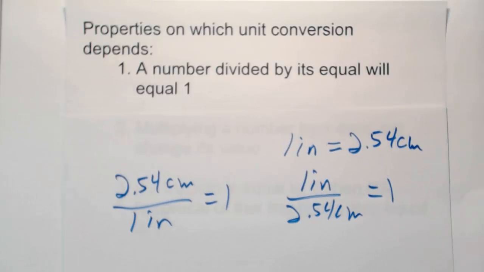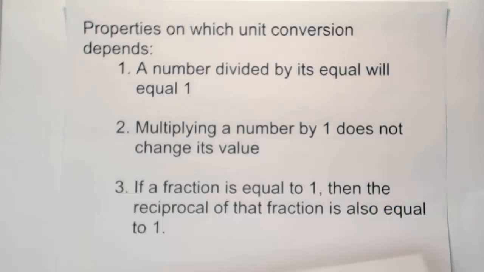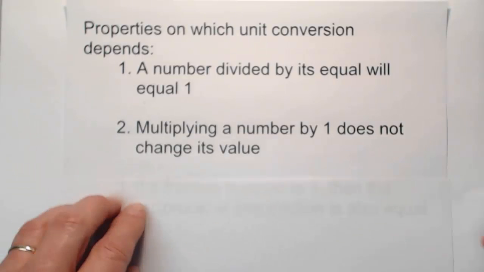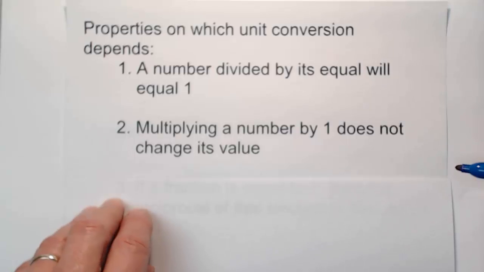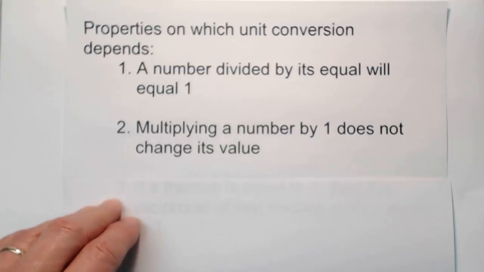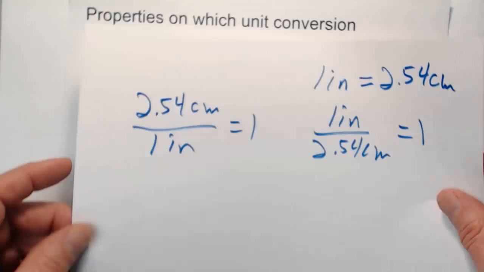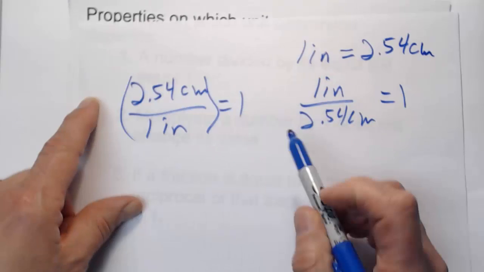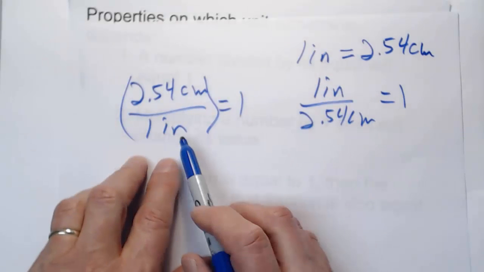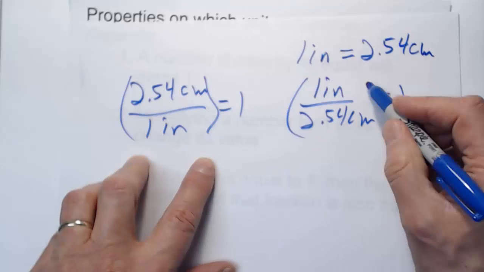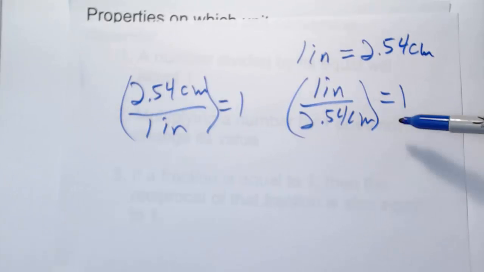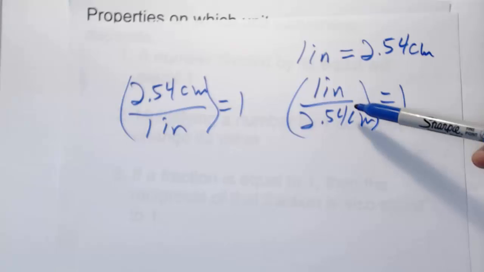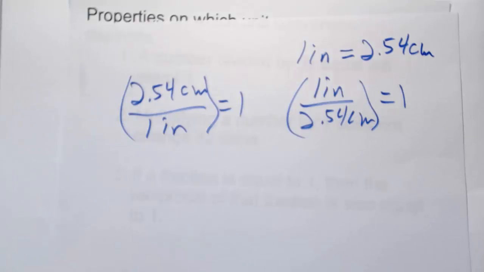The second property that we use when we're converting units is that multiplying a number by 1 does not change its value, even if that 1 is kind of funny looking. Take a look at these things. This is equal to 1. I refer to these, when I'm teaching this in class, as a funny looking 1. Same with this one. It's a funny looking 1, but multiplying by either of these versions of 1 does not change a number's value. It makes it look different, but it doesn't change its value.